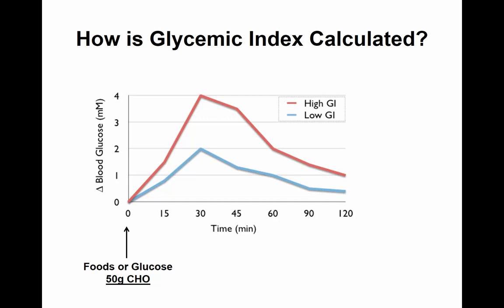So you can see a high glycemic index food versus a low glycemic index food, and how much the blood glucose level increases when eating each. The high glycemic index food causes a significantly higher increase in blood glucose level compared to the low glycemic index food within the 2-hour time period.